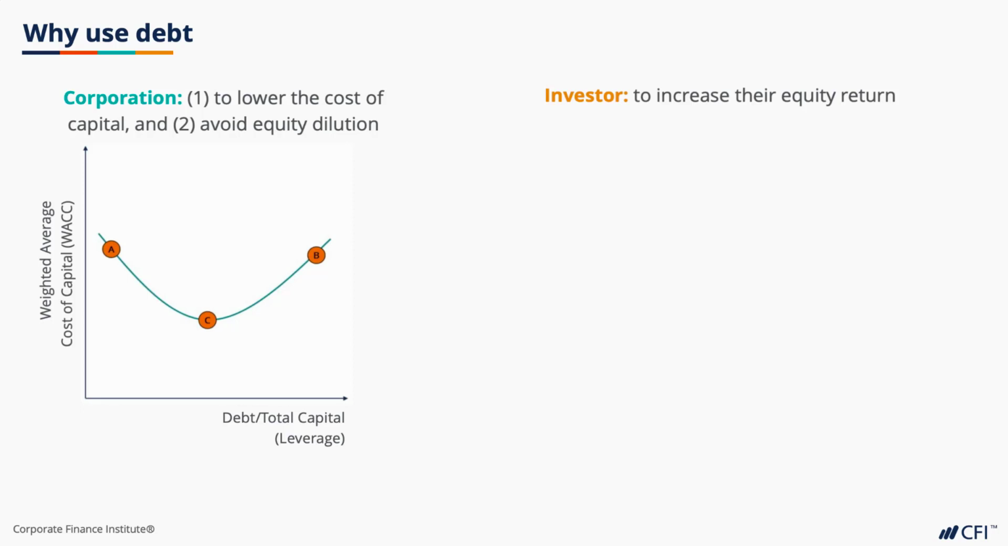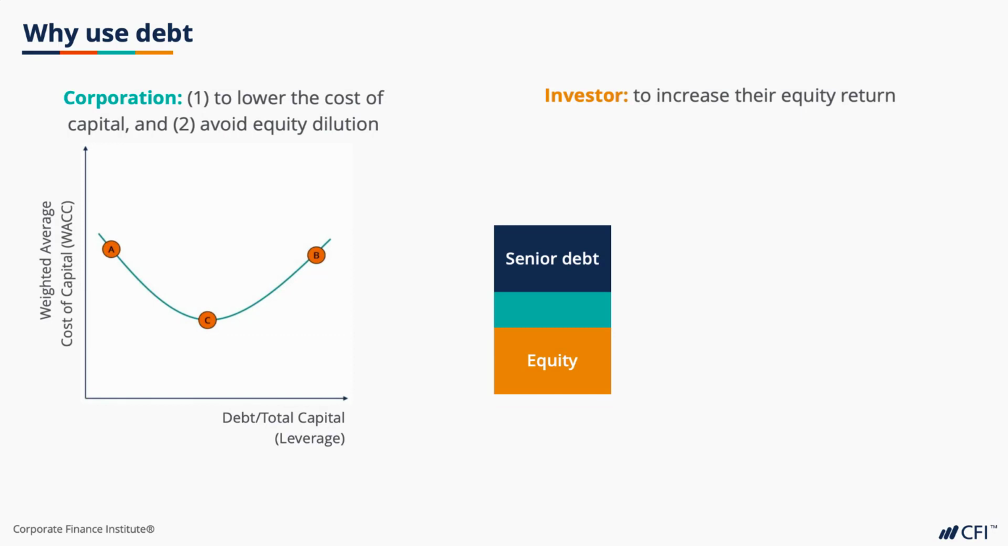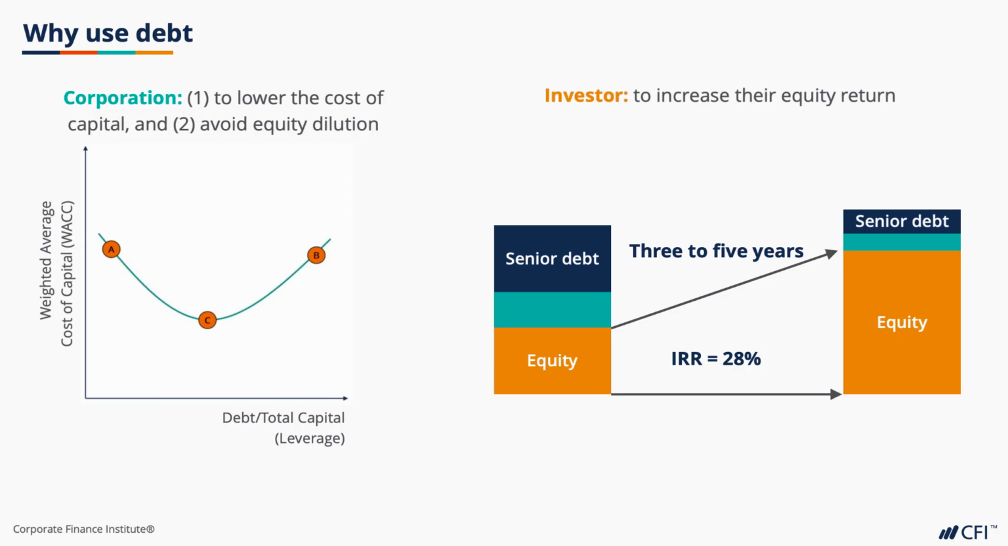Now, from an investor's point of view, if they were a private equity firm that was going to buy a company and they could fund it, as you can see here, with some equity and some debt, and then they were to invest for 5 years and the value of the company were to grow, but they were to pay down the debt, you can see that when we look into the future, the equity return is much greater than the return for the overall company.